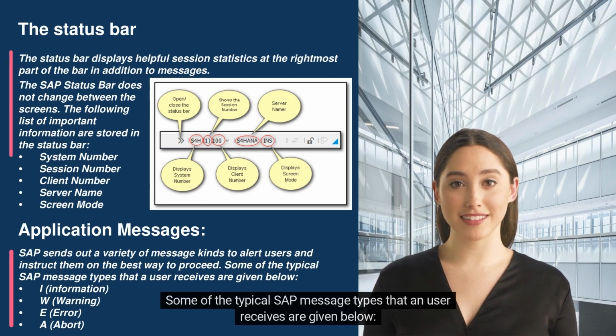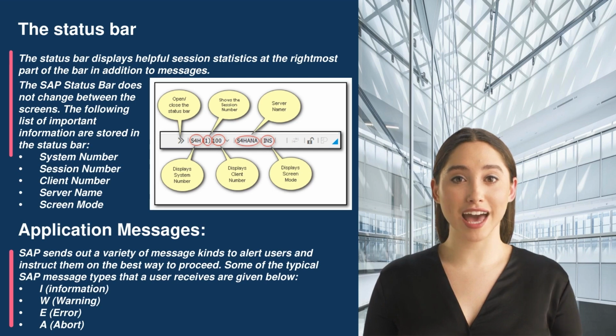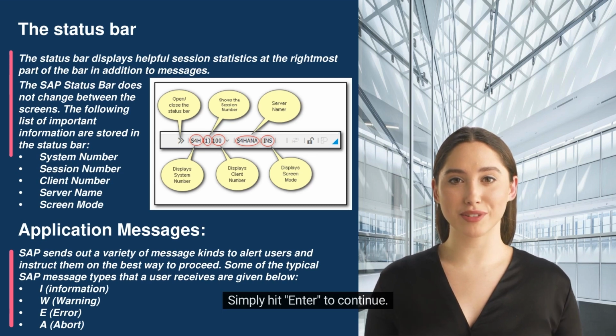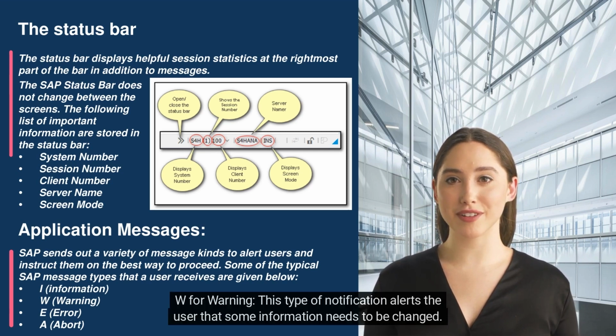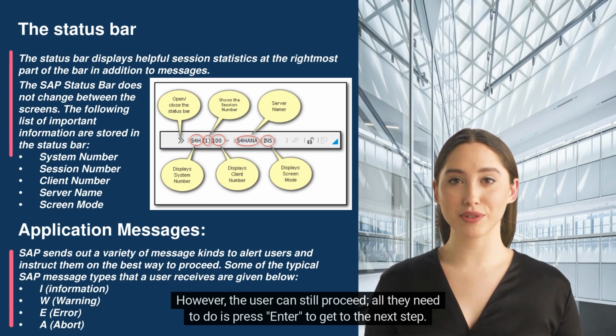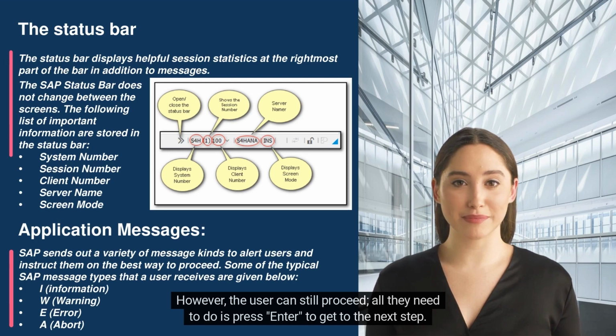Some of the typical SAP message types that a user receives are given below. I for information. The user must acknowledge this kind of message in order to make them aware. Simply hit Enter to continue. W for warning. This type of notification alerts the user that some information needs to be changed. For instance, the document's billing date was previously. However, the user can still proceed. All they need to do is press Enter to get to the next step.